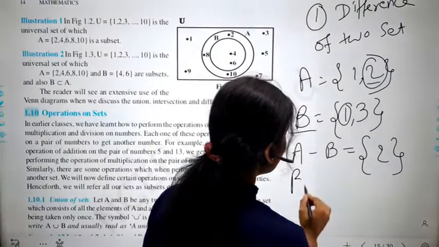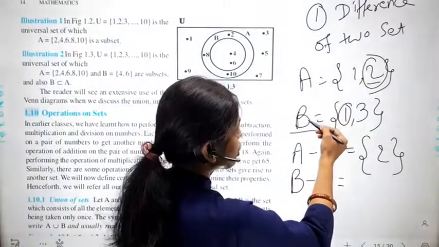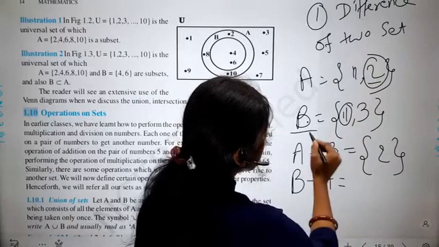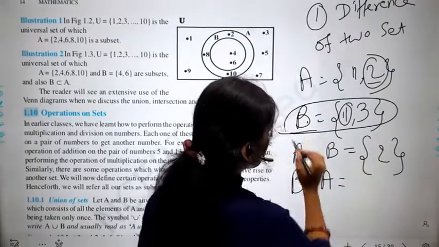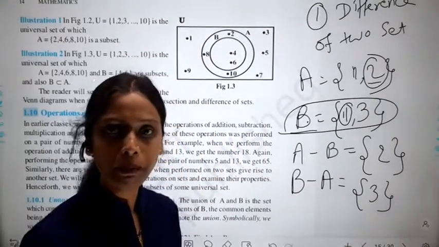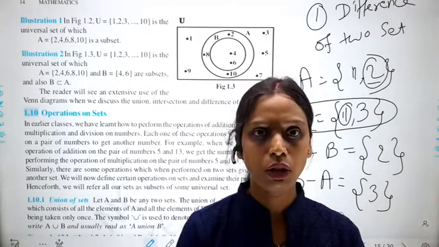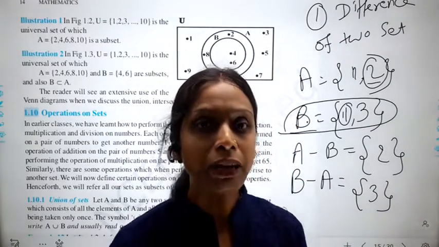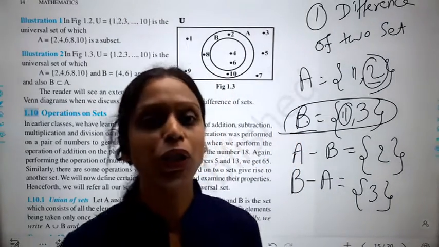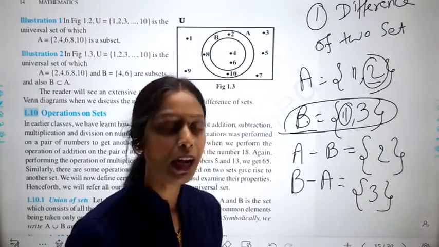Whereas what will B minus A be? We will subtract A from B. Then 1 is subtracted here, and what remains in B? 3. And 3 will be B minus A. Then I think you have understood the operations on two sets, which operation we use and how we use operations on a set. You have got the concept very clearly.